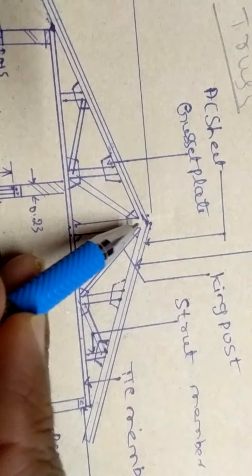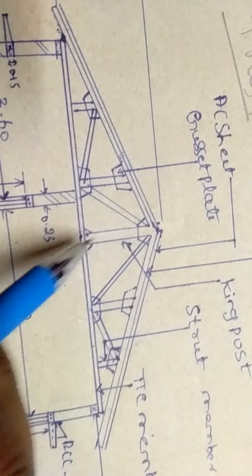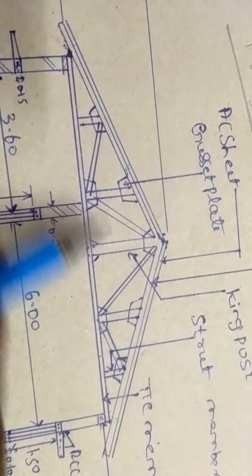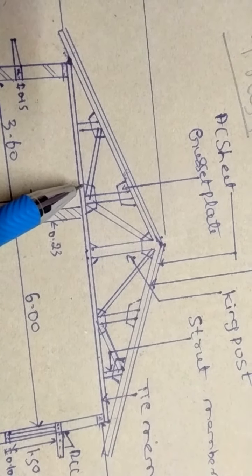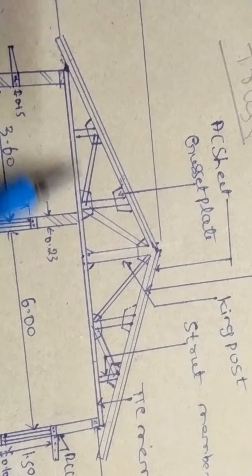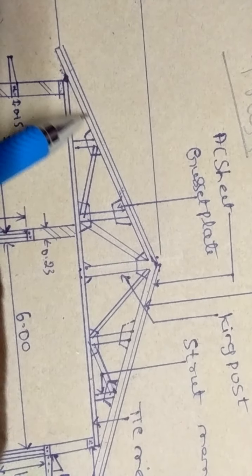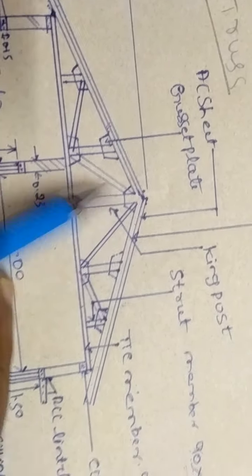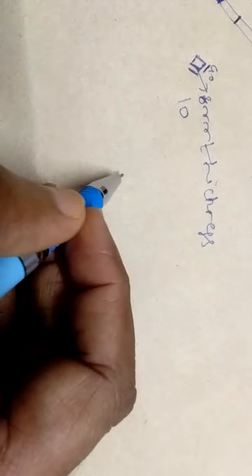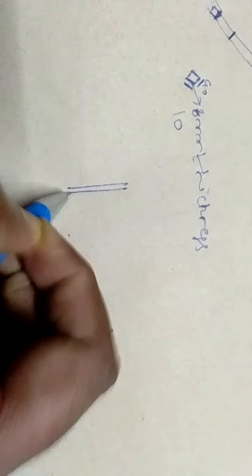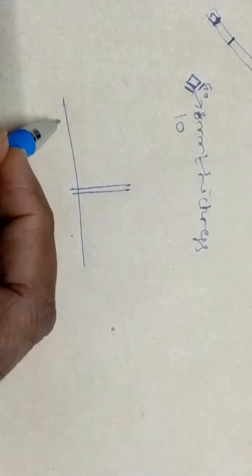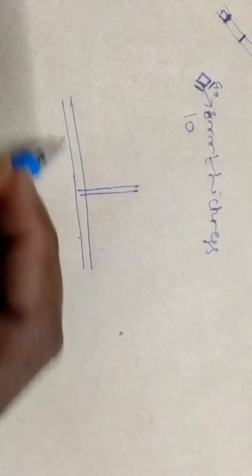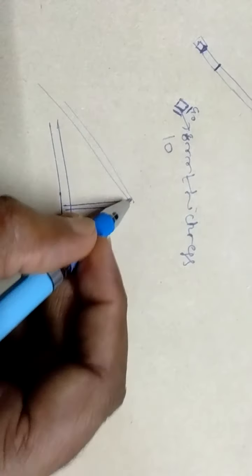So we got to see this king post, how we have to draw, which is 2 meter height, and this tie member, how we have drawn that, and we have seen how to draw the principal rafter. So now you have to go further into this drawing. Here if you could see, this is the king post, and this is the tie member. So this was the slope given, correct?